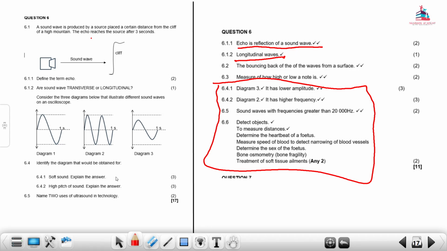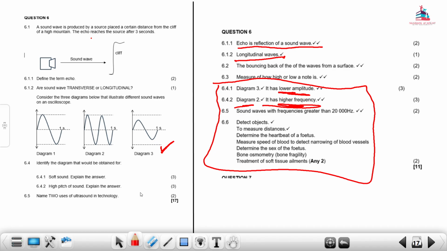So identify the diagram that has soft sound, which will be diagram 3. Why? Because it has a lower amplitude. And then high pitch. Remember, the first one is asking about soft sound. The second one is asking about high pitch. High pitch will be given by diagram 2 because it has higher frequency.